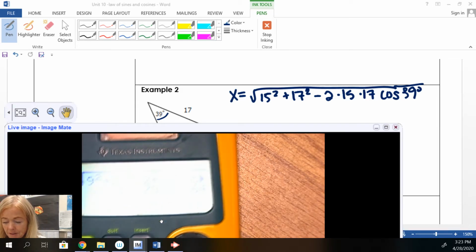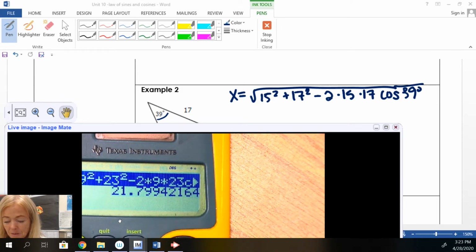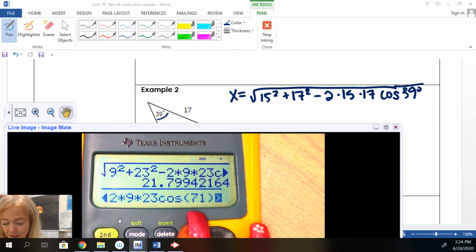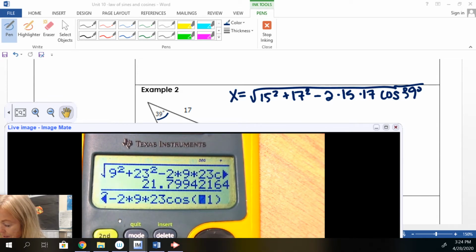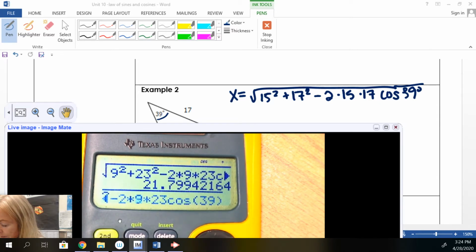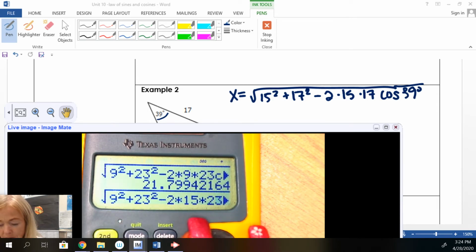And in our calculator, sometimes I even just go up and extract it, hit enter again, just change the angle to 39 because it's already in there. Negative 2 times 15 times 17.